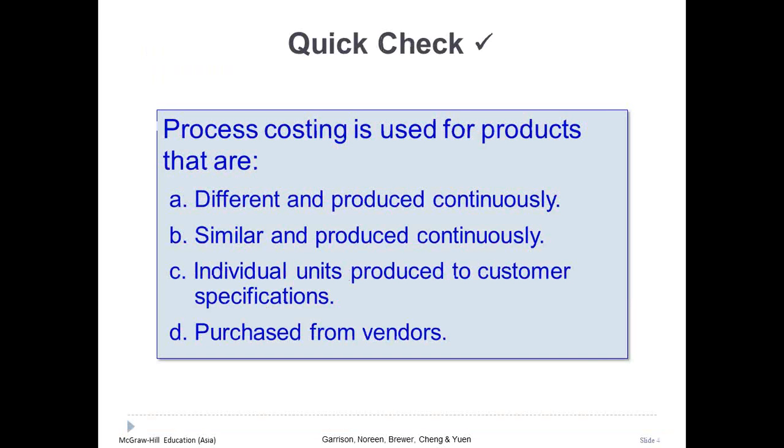So let's do a quick check. Can you identify the most likely circumstances where a process costing system may be used? A, B, C, or D? Here you go. Similar and produced continuously.